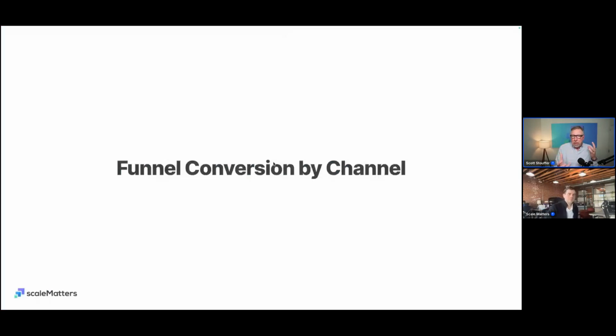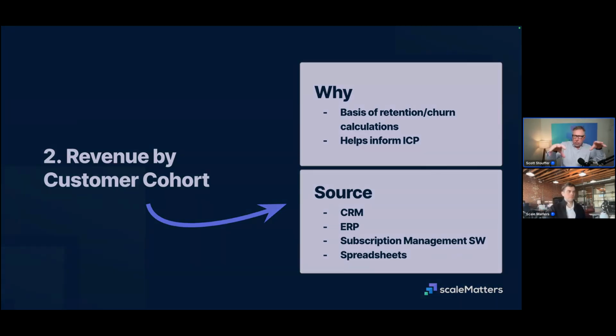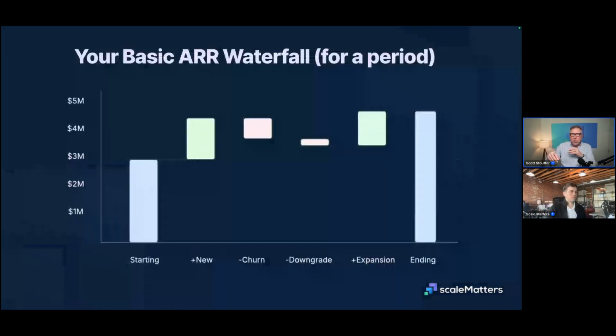It's all driven by this funnel conversion model from a diligence perspective. The revenue by customer cohort data room asset is the primary tool to understand retention dynamics. Remember on that waterfall, the first positive thing was new logo. We just dealt with that with the funnel conversion model. The next 3 things are all net dollar retention. That's what we're going to talk about now.